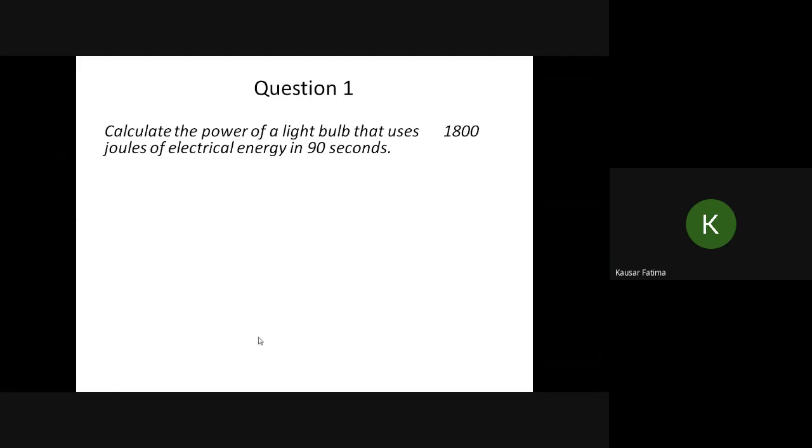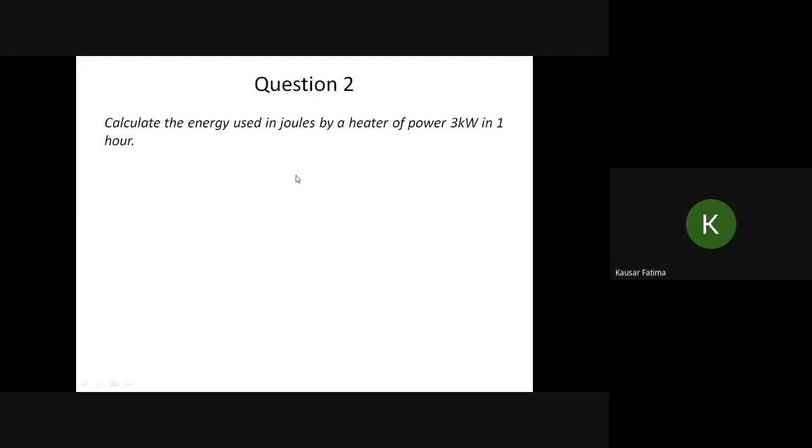Calculate the power of a bulb that uses 1800 joule of electrical energy in 90 seconds. So formula: electrical energy divided by time. So 1800 joule over 90 seconds, so 20 watt. Calculate the energy used in joule by heater of power 3 kilowatt in 1 hour. So power 3 kilowatt means 3000 watt, time 1 hour.